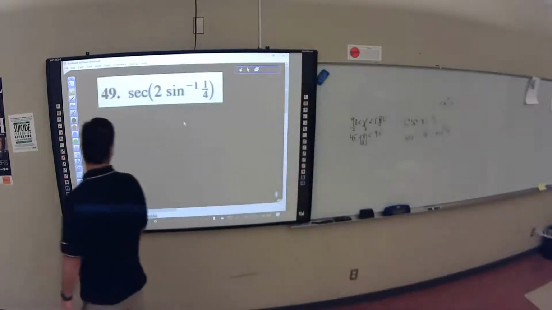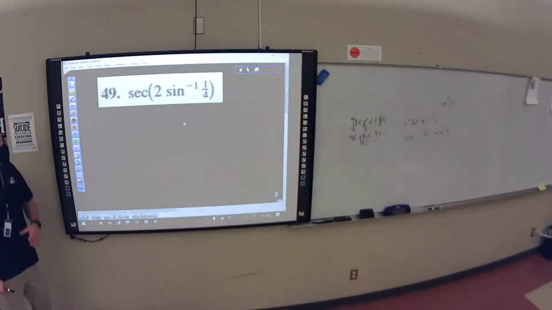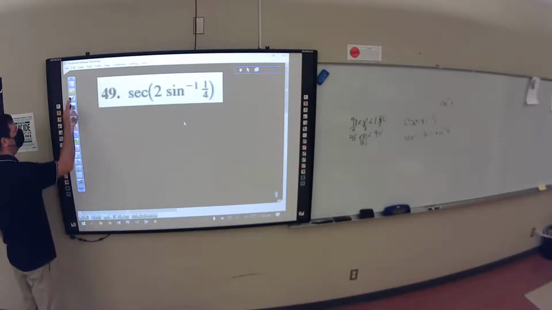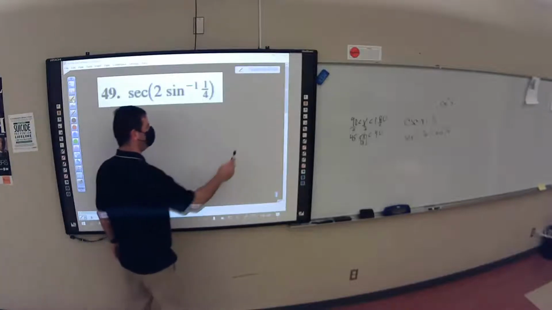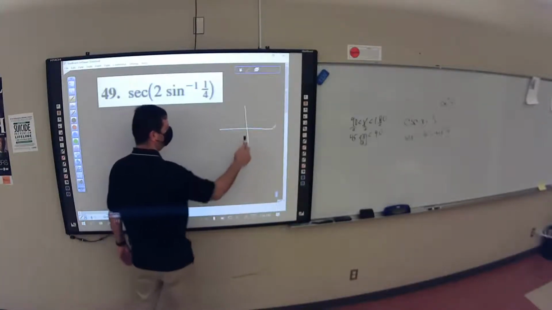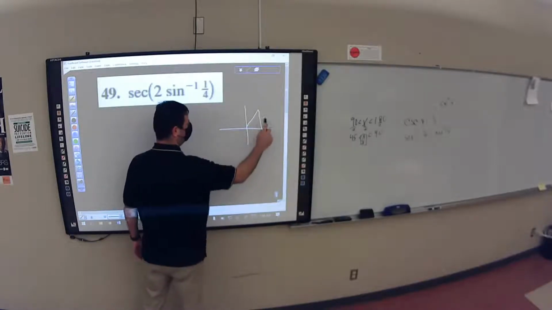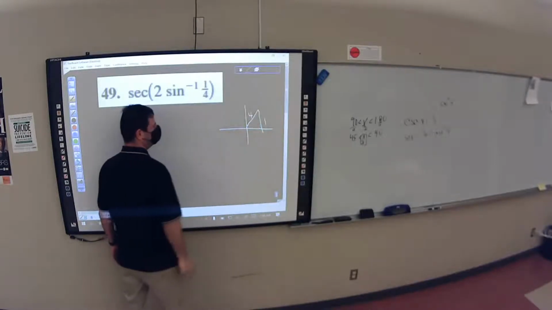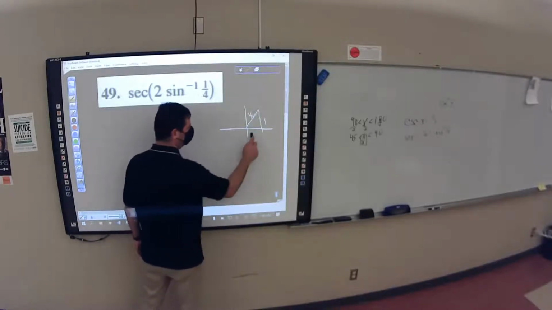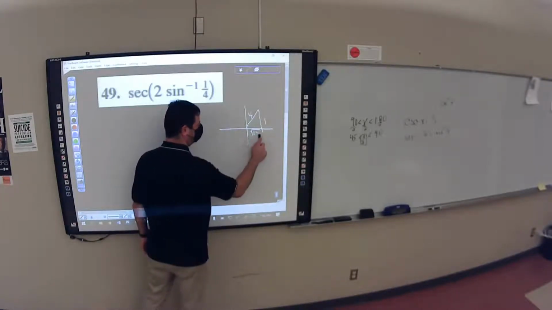All right, so I need secant of double that angle. Pencil, triangle. 1/4, opposite over hypotenuse. 4 squared is 16, minus 1 is 15. Square root of 15.